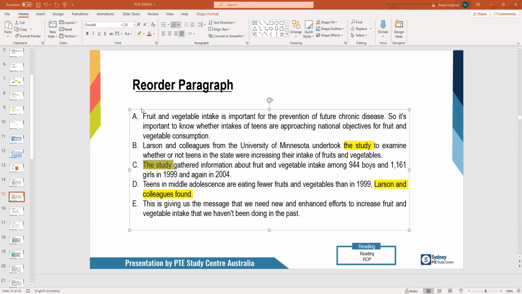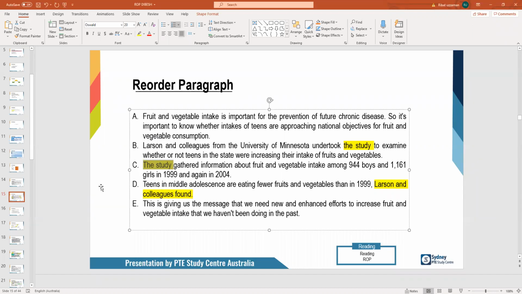Now I have selected, using the method of elimination, A and B as a pair and B and C as a pair. Out of these two options, D and E, now which one do you think is a pair for the C? After C, which one will come first?